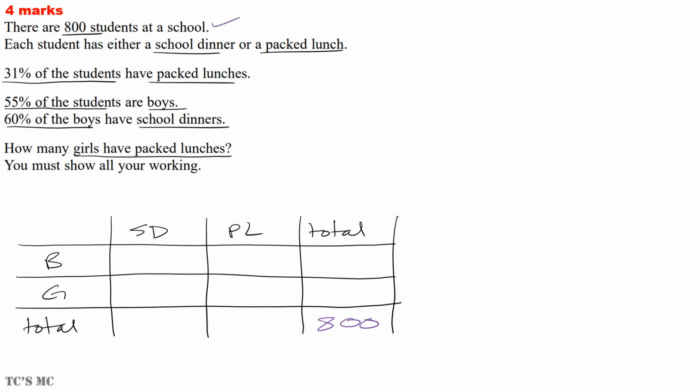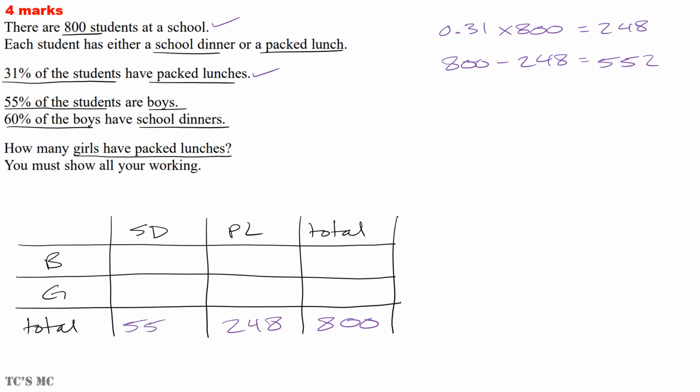Then it says 31% of the students have packed lunch, so 0.31 multiplied by 800, we get 248. I am going to put that over here under packed lunch. Now I can work out how many students have school dinners. So 800 subtract 248, and that gets me 552. Now I have 1 mark.